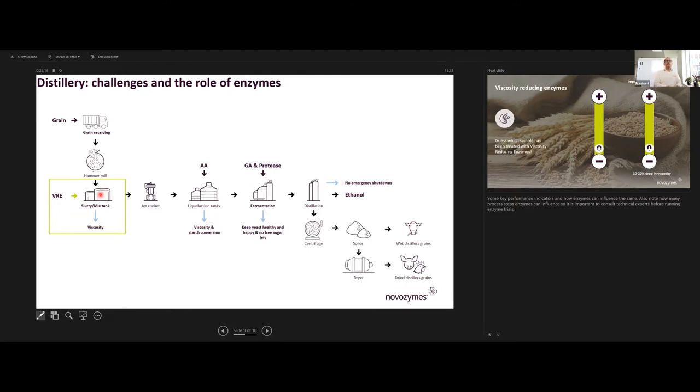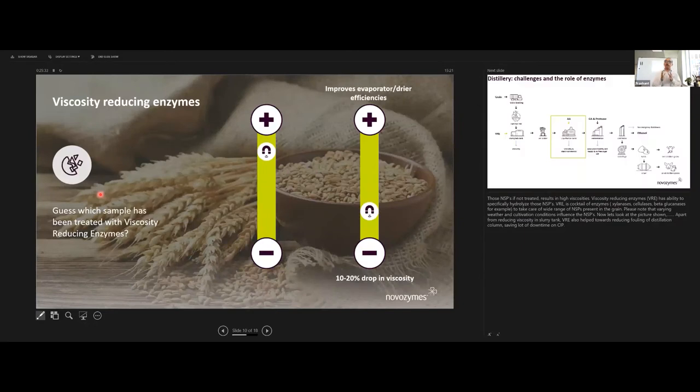In the slurry tank, one of the biggest challenges one can face is the viscosity barrier, as we call it. That viscosity barrier particularly happens when you are using small grains like rye, triticale, or wheat. What they have is what we call non-starch polysaccharides. All these grains have non-starch polysaccharides, for example beta-glucan or xylans, from their outer pericarp. And because of that, the viscosity increases quite significantly.